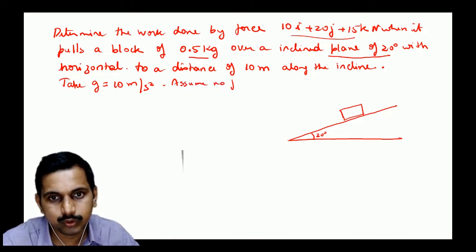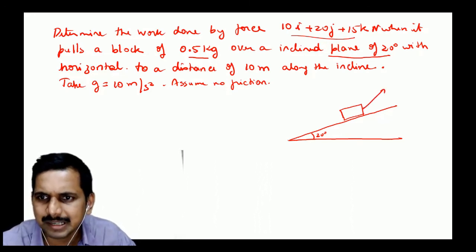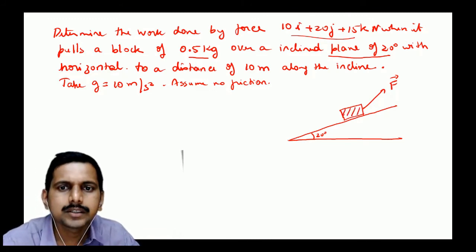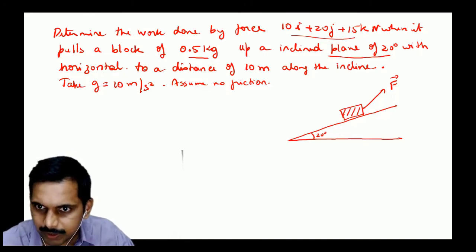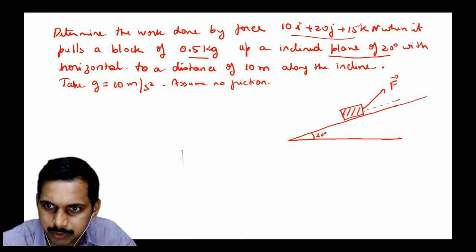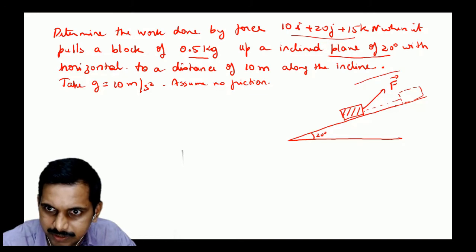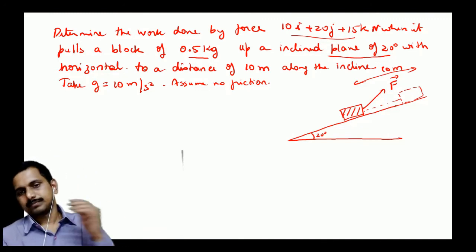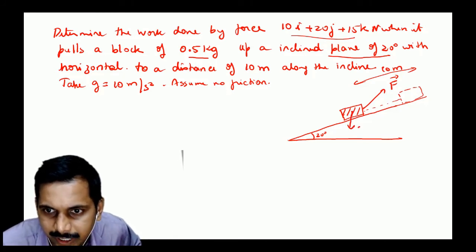Assume no friction. So there is a force, not in that direction, some other direction. And this is the block which is pulled up the inclined plane. It has moved from here to another position over here, and this distance is 10 meters. Now tell me what is the work done. Its weight is 0.5 into 10, that is 5 newtons.